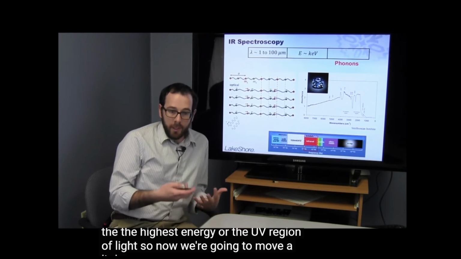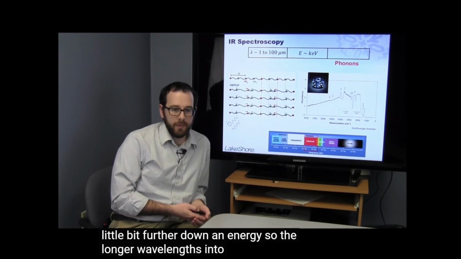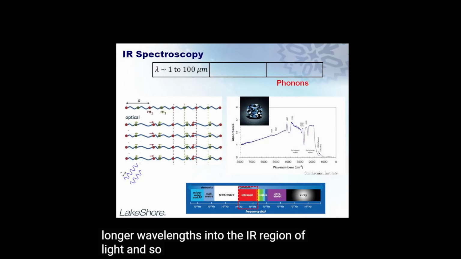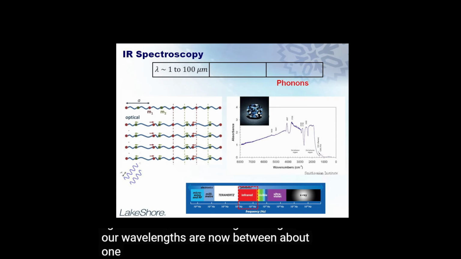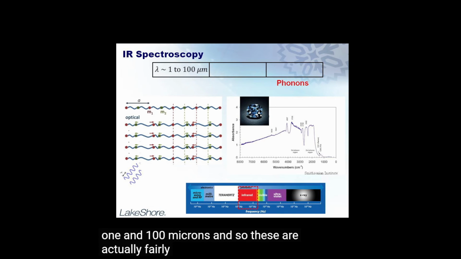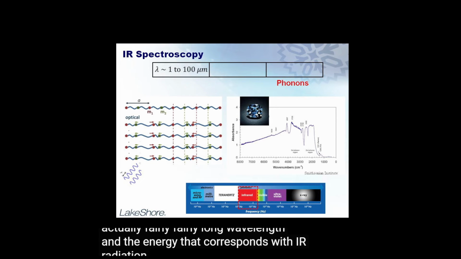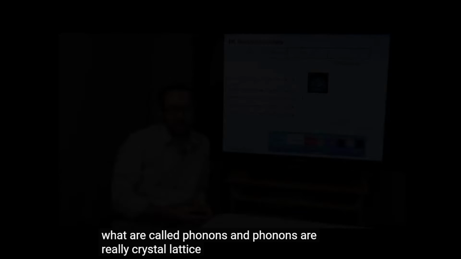Now we're going to move a little bit further down in energy to longer wavelengths, into the IR region of light. In the IR region, our wavelengths are now between about 1 and 100 microns. And so these are fairly long wavelengths. And the energy that corresponds with IR radiation, in fact, is commensurate with what are called phonons. And phonons are really crystal lattice vibrations.